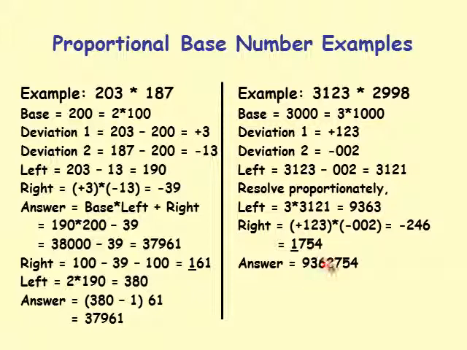The answer is 9362754. So 3123 times 2998 is 9362754. The only multiplication we did was on the right, 123 times minus 002, which is easy: 123 times 2 is 246, with a negative sign. And on the left, we did this subtraction, 3123 minus 002. So we were able to compute this.